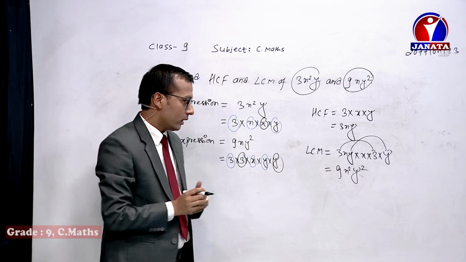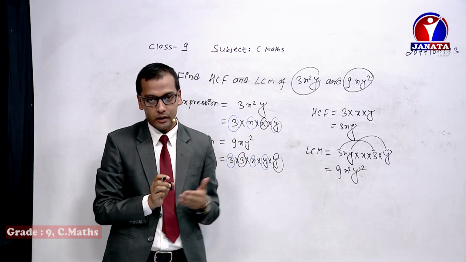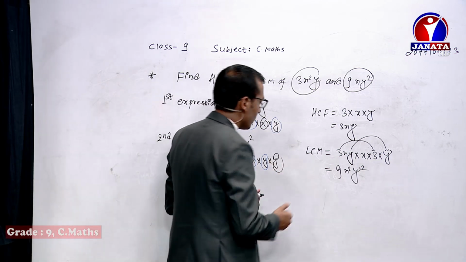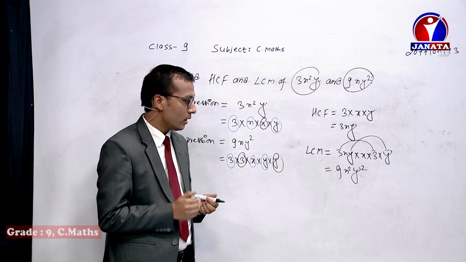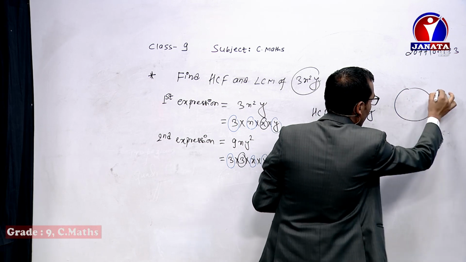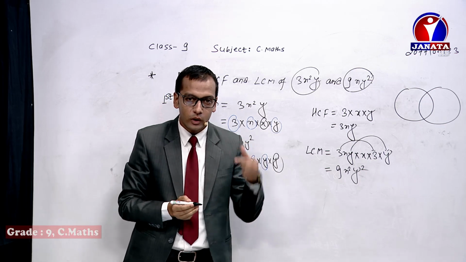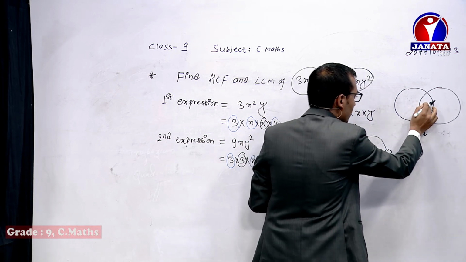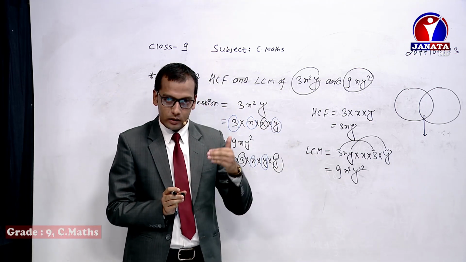We also can get idea from the Venn diagram, though we do not use Venn diagram method here for understanding. Let me draw a Venn diagram here and explain what is HCF and LCM. I am drawing one overlapping diagram here. In general, we do not use this, but this is only for concept. This is the intersecting region of two circles, and this is the common region.